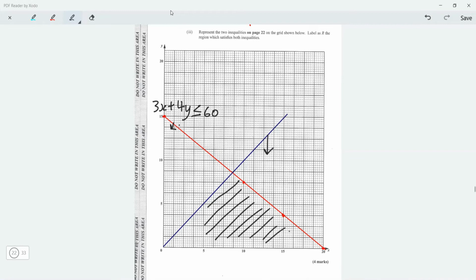And they say we need to label this common part as R. So we can call it R. Let's use a different color to label it. Put R in the middle. This part that we just shaded is R. And that's 4 marks. We really didn't do anything, but we get 4 marks. Okay. And remember, this is where x is greater than or equal to y. All right, or some people like to say y is less than or equal to x. Whichever way you prefer to say it, doesn't matter. Okay, that's the common region.